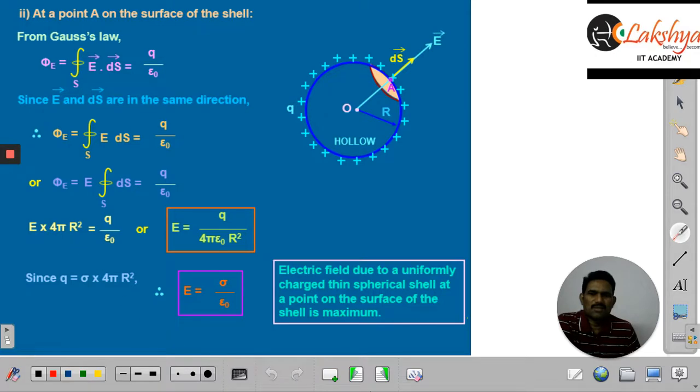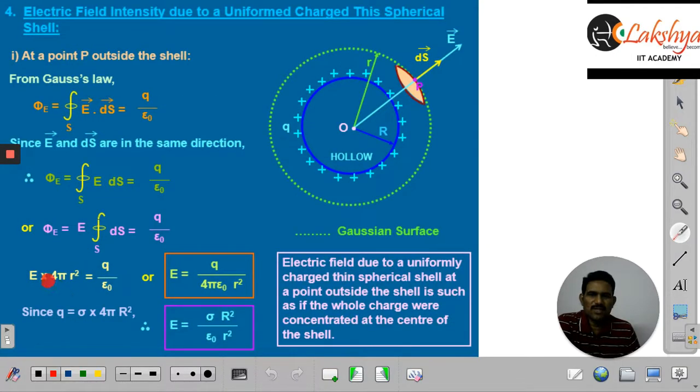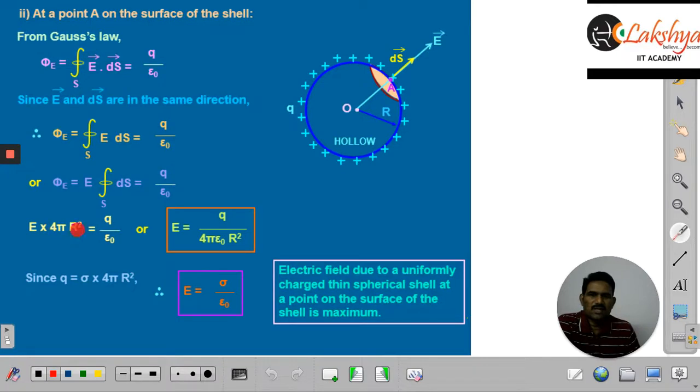So previously we were writing E into 4 pi small r square, all these steps are the same, and here we write it as capital R square. So E into 4 pi R square is equal to q by epsilon naught, and so you get q by 4 pi epsilon naught R square. In terms of sigma, the electric field will be sigma by epsilon naught.